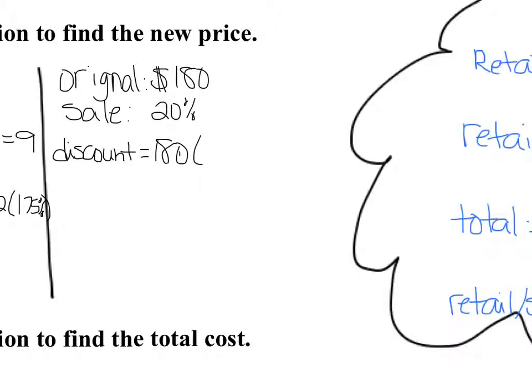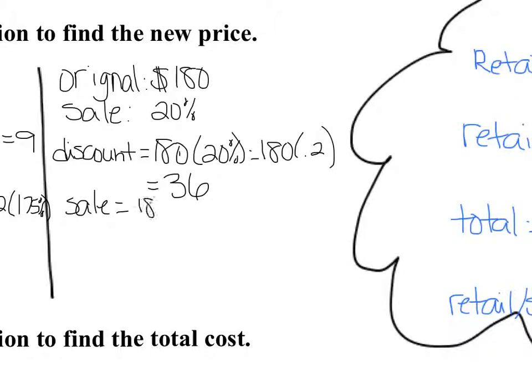So 180 times 20%. We don't want to work with percent, so we're going to change it to a decimal. And 180 times 2/10 is 36. So I'm saving $36. So I need to take my original amount, which is 180. We're going to subtract our discount, and you should get a sale price of $144.